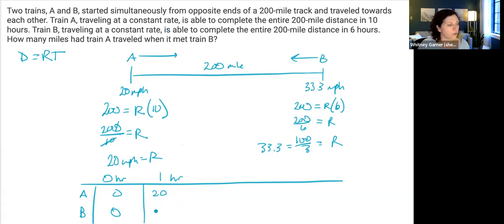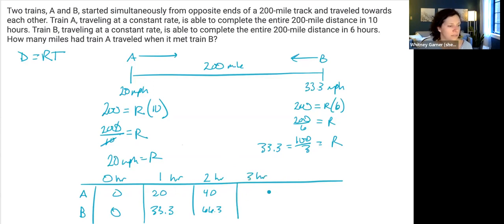Train B will have gone 33.3 miles. Together, they've gone 53.3 miles, but that's not enough to cover the 200 mile track. Once they go a second hour, train A will have gone 40, train B will have gone 66.3. They've covered over 100 miles. So there's still a little under 100 miles for them to meet, but they have not covered the full 200 miles. We'll go again at 3 hours.